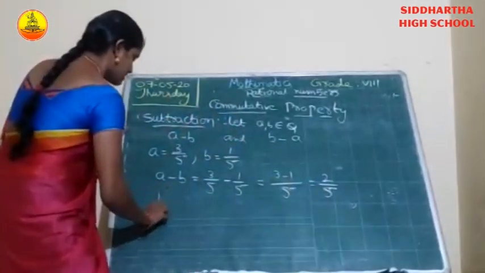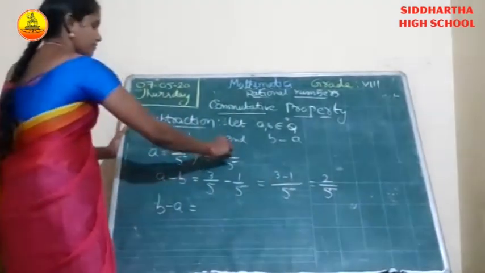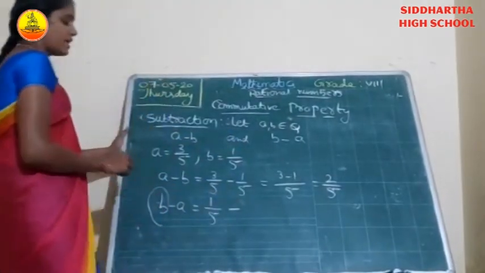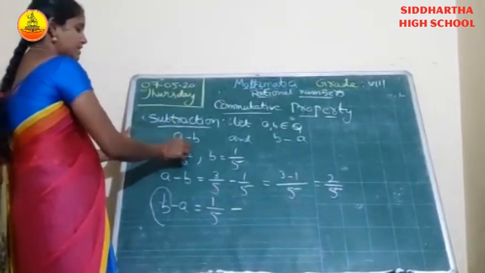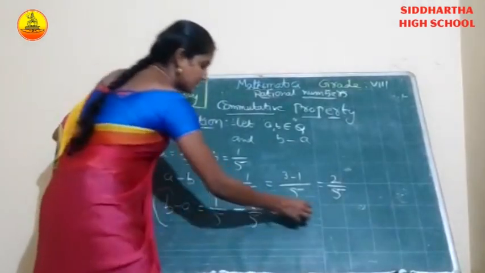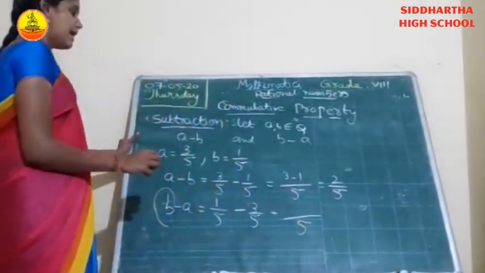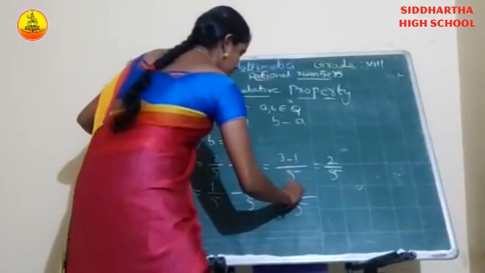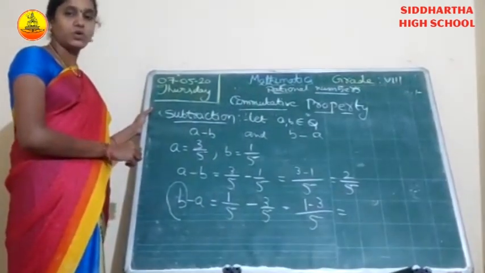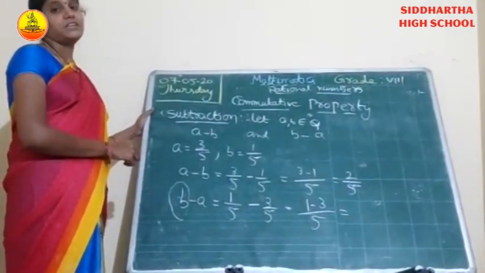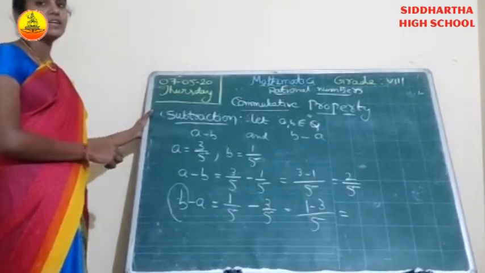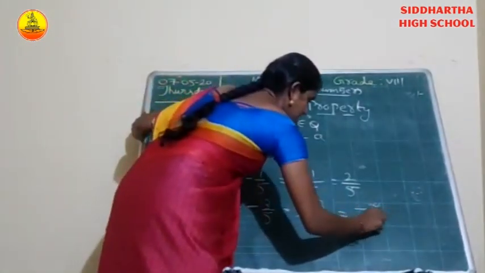Now you take B minus A. The value of B is 1 by 5, minus the value of A, which is 3 by 5. These two are like terms, so write the common denominator. And in the numerator, 1 minus 3. Is it 2? No, because you already learned integers in 6th and 7th class. 1 minus 3 value is minus 2. Minus 2 by 5.